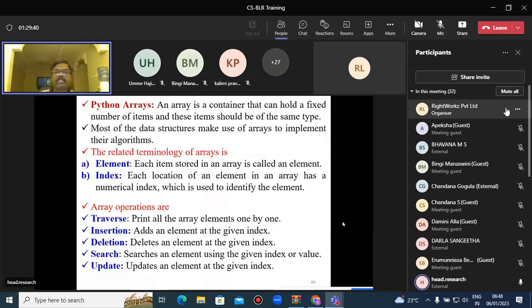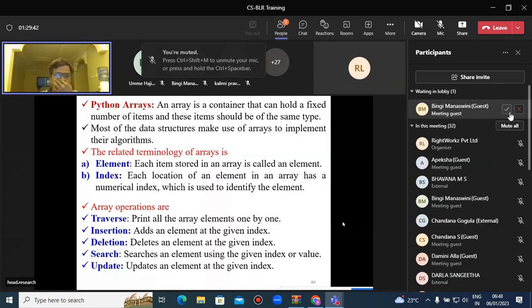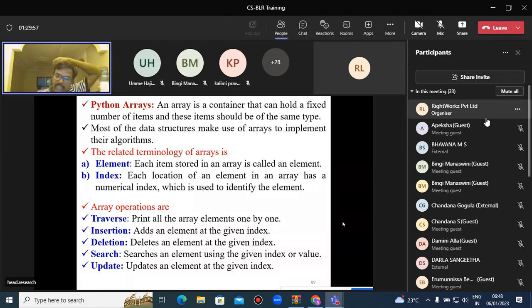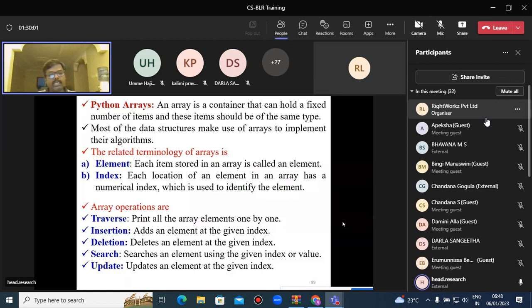Each element has a numerical index, which is used to identify the element. Array operations are traverse, insertion, deletion, search, update, etc. Traverse means we are printing all the elements by index. Insertion, inserting an element into the index. Deletion, we are deleting an element from the index. Search, we are searching for an element in the index. Update, we are updating an element in the index.